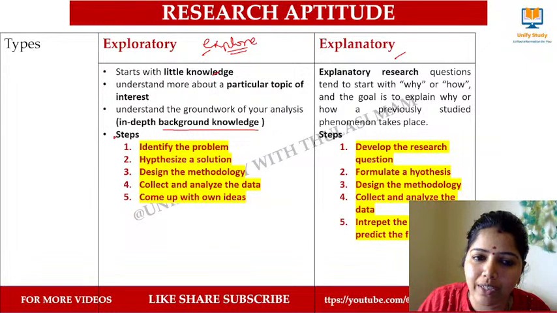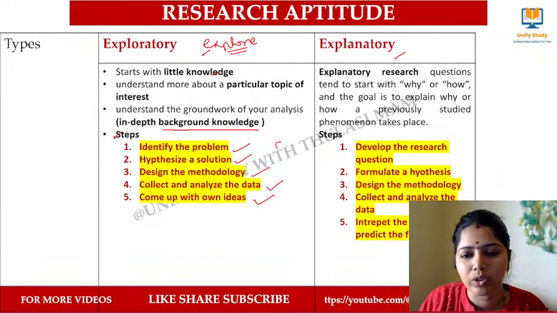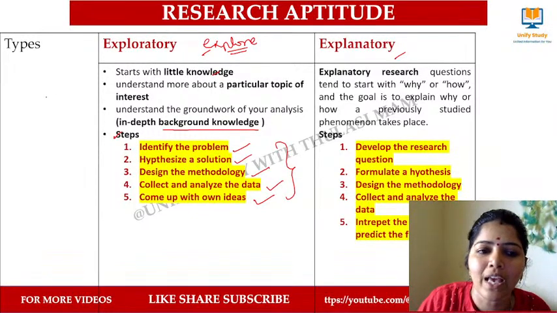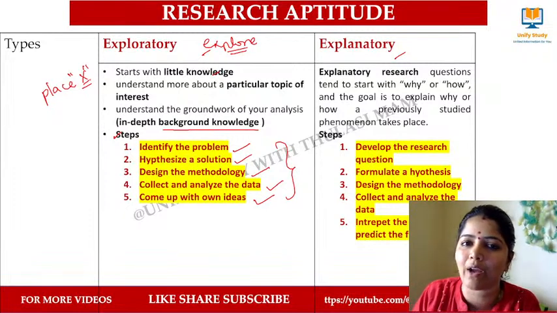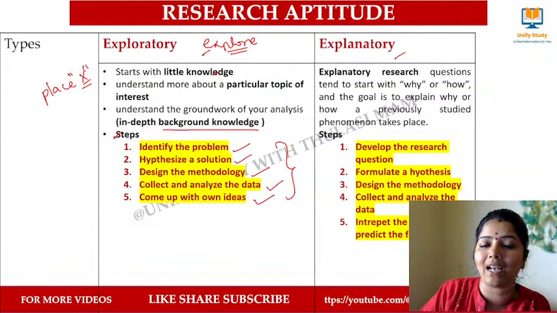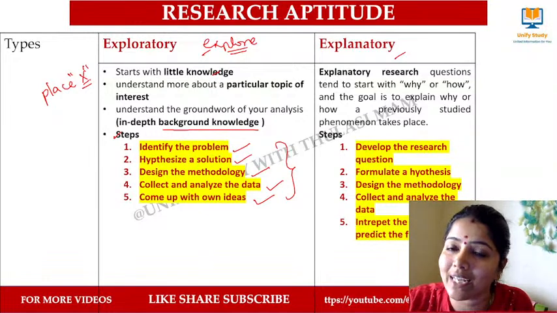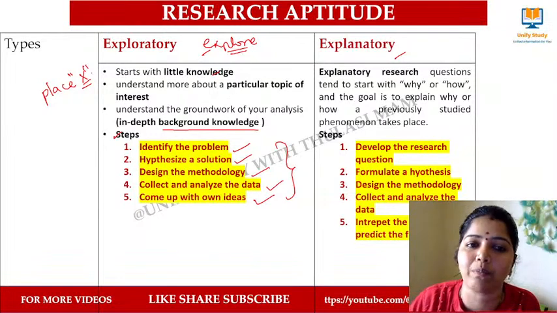What are the steps of exploratory research? Identifying the problem, hypothesizing a solution, designing a methodology, collecting and analyzing the data, and coming up with ideas. So these are the things of exploratory research. You can take an example of exploring a place. If I want to explore a place called X, it means I would have enough knowledge about that place and go deep into it by studying some literature, by looking at some videos, or by going directly to the place, which gives me more ideas and more insights about that particular place X.